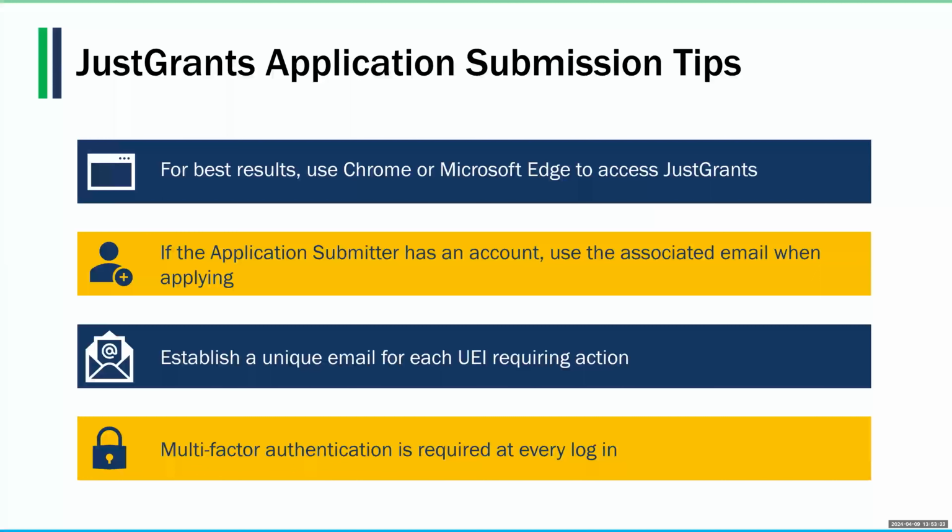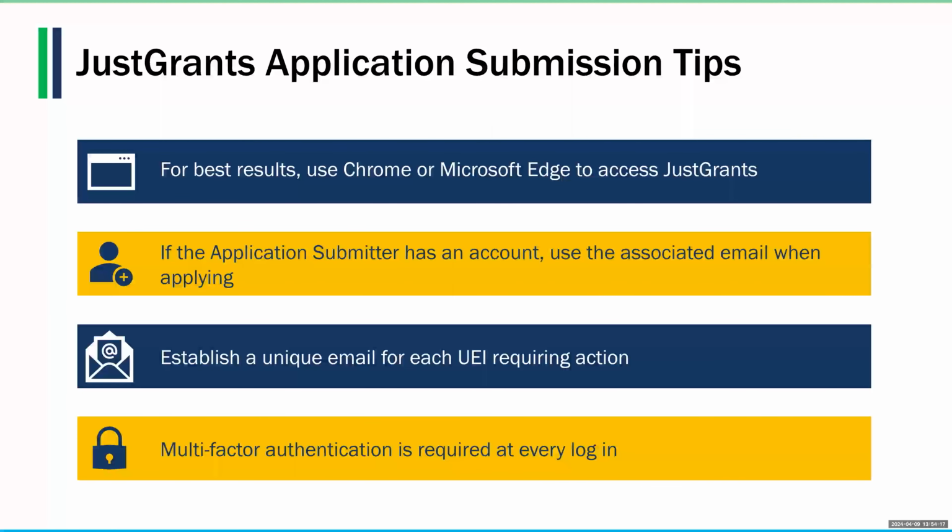For entities that already have a Just Grants account prior to applying in grants.gov, the application submitter should be sure to use the email that's associated with their Just Grants account to apply for funding in grants.gov. If you're applying for or managing awards with multiple UEIs, you have to associate a unique email address with each account. So you can't have multiple UEIs with the same email address. They all have to have separate email addresses. And last but not least, each time that you log into Just Grants, you're going to need to complete multi-factor authentication, and you'll set this up during your Just Grants registration process.